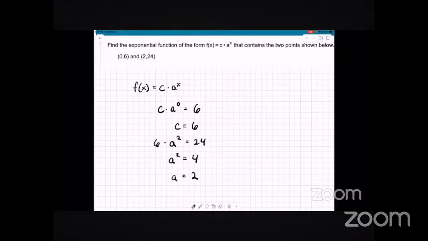So then if we put all this together, our function, our c is 6 times our a is 2 to the power of x. That looks good.